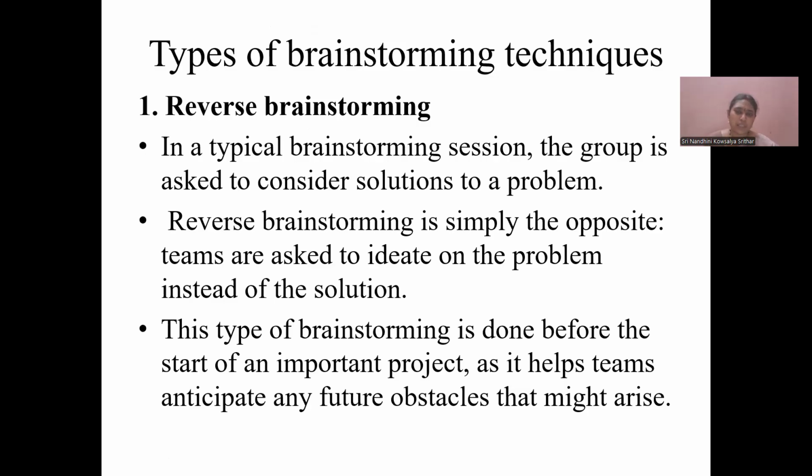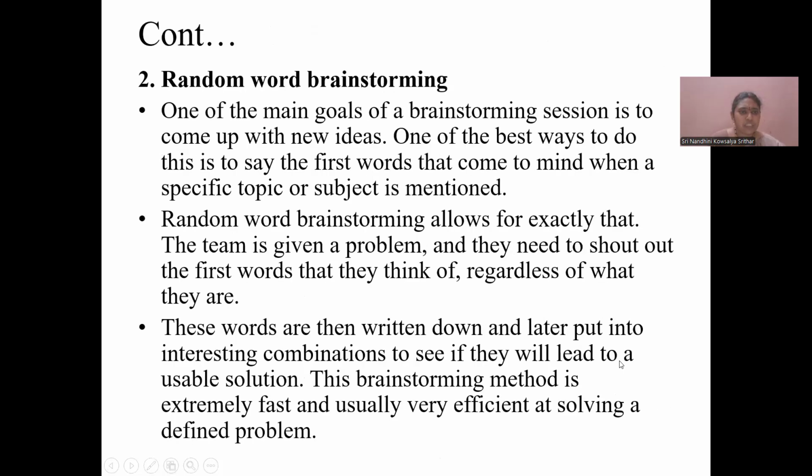In a typical brainstorming session, the group is asked to consider a solution to a problem. Reverse brainstorming is simply the opposite: the teams are asked to ideate on the problem instead of a solution. This type of brainstorming is done before the start of an important project, as it helps teams anticipate any further obstacles that might arise. The second one is random word brainstorming.